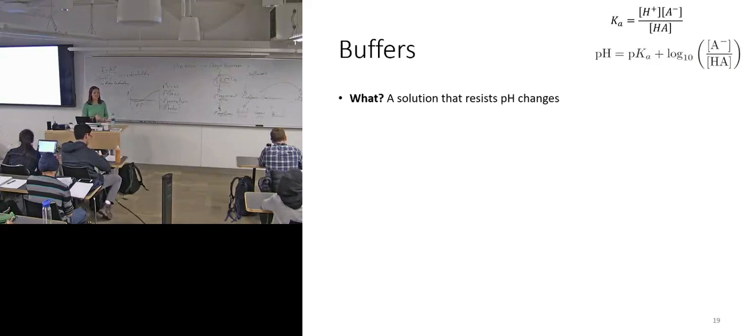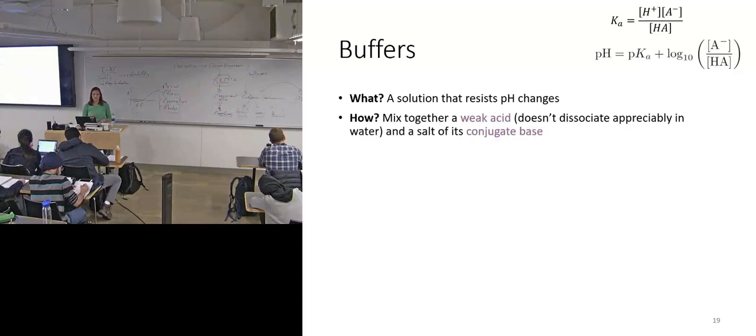It is a solution that resists pH change. Okay, in the most basic definition. How do we make one? How do we get one? You're mixing together a weak acid, which by definition is something that doesn't dissociate appreciably in water.